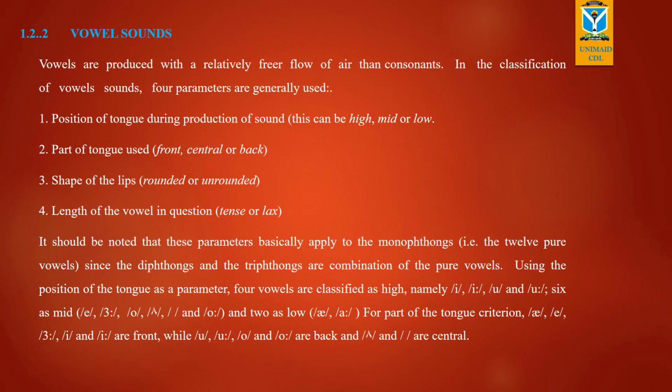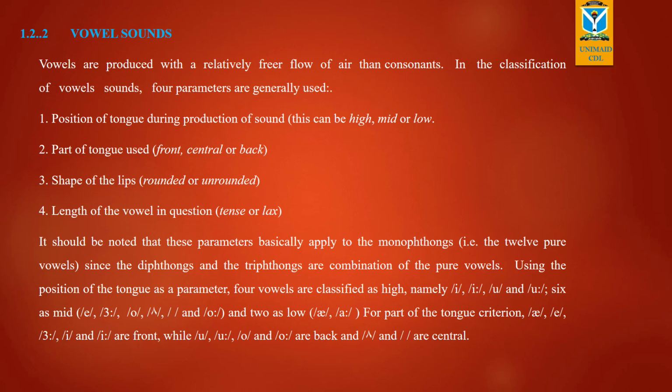So, here it should be noted that these parameters basically apply to monophthongs, that is the pure 12 vowels we've talked about, because the diphthongs and triphthongs, as we've said, are the combination of the pure vowels. And that is why we employ the term pure to describe the monophthongs. That is the 12th basic.